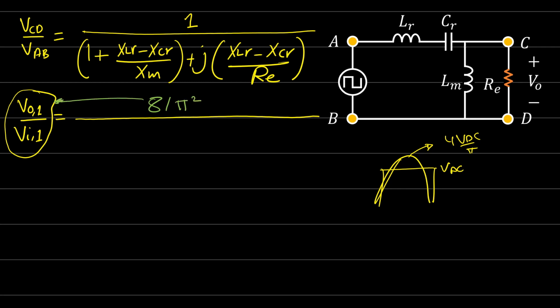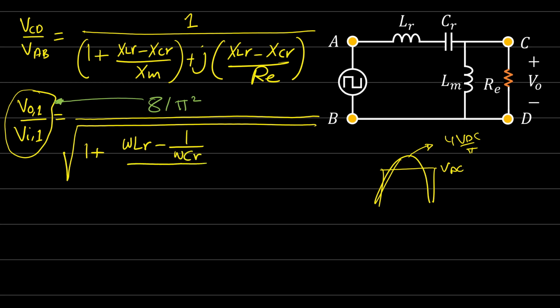This came from the relation between V out and V in. Okay, and then this will be the amplitude. It will be the root square of this term squared. So this will be 1 plus how much? Omega LR minus 1 over omega CR all together over omega LM, and this will be plus 1 omega LR minus 1 over omega CR over RE.